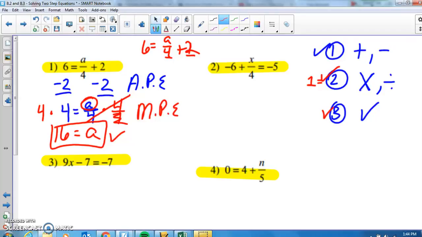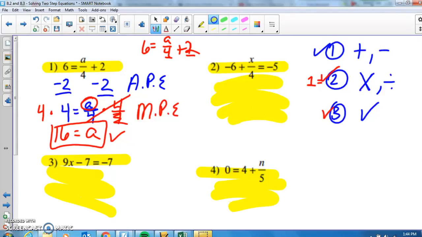So what I want you to do is, if you will, do number 2, show your work. Number 3, show your work. Number 4, show your work. And if you will also write the particular properties that you use.